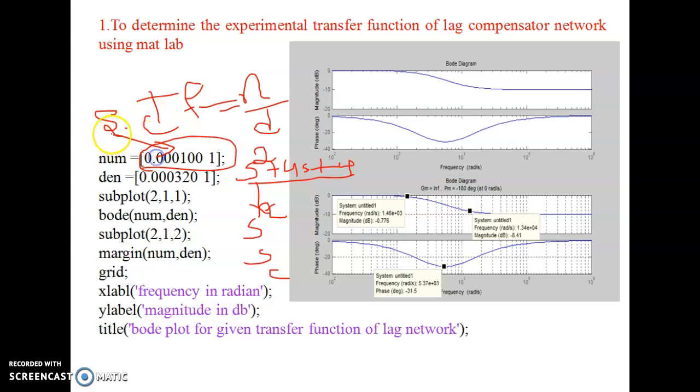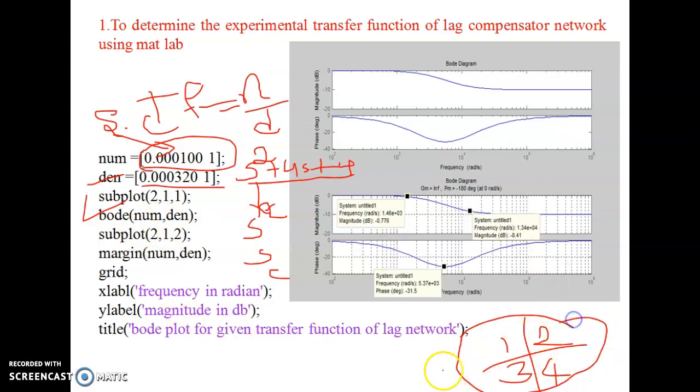After substituting the values, we will get the transfer function like this. From the transfer function, you have to substitute the numerator values. Then you have to substitute the denominator. From the equation, you have to substitute the denominator coefficients. Then you have to use subplot of 2 comma 1 comma 1. This subplot means in the main graph there will be different plots which appear in the main graph. Those graphs we can call subplots. To get subgraphs in the main graph, we can use the command subplot.